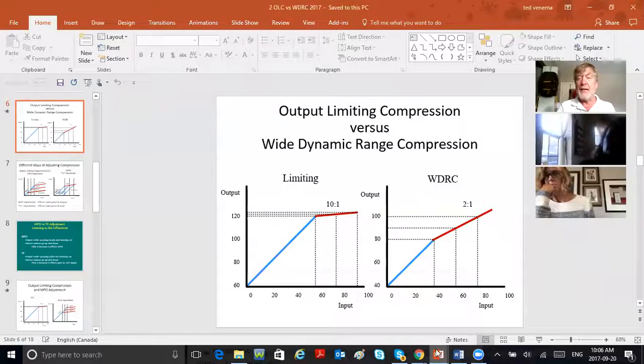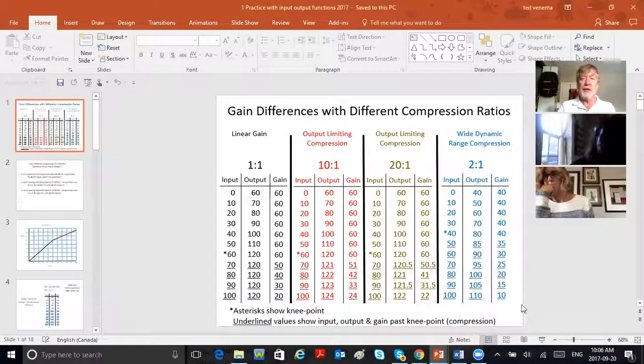Instead of using hard peak clipping, we're going to use high ratios of compression. So going to our little table here, you could look at either the red or the gold, it doesn't matter. Both of these are output limiting compression. Let's look at the red. Here you've got lots of linear gain, until you hit the knee point, the asterisk. And now you suddenly slam on the brakes, and down, down, down, down. You just suddenly slammed on the brakes.